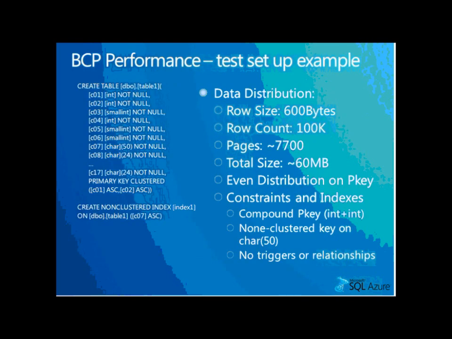So the SQL Cat team set up this perf example that I wanted to include. So here's their table. Basically, it's a simple table. It has 600 bytes per row, has 100,000 rows, has around 7,700 pages, 60 megs, and has even distribution on the primary key. It has a compound primary key. It has, again, a non-clustered key on the char 50 column, and no triggers or relationships. So just a sort of a baseline.